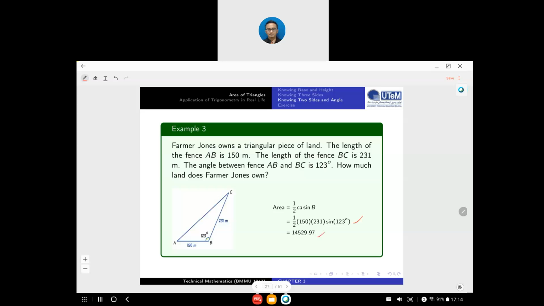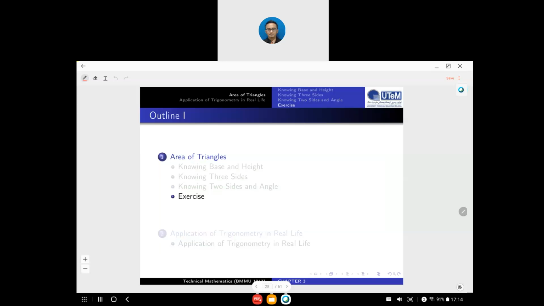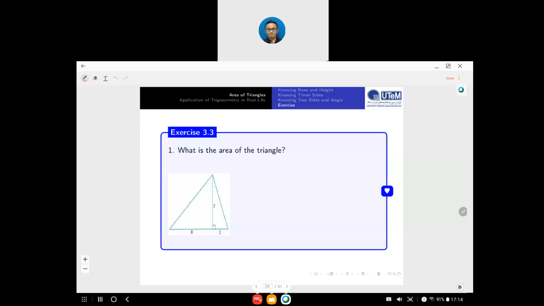Okay, any problems? If you don't have any problems, you can look at the exercise. Try this exercise first. Look at exercise 3.3, question number 1. What is the area of the triangle? So check your answer.